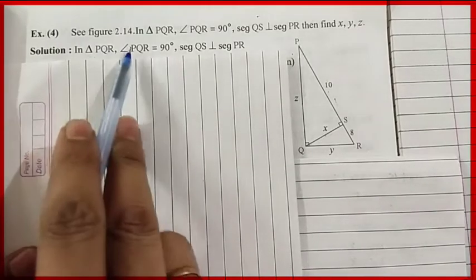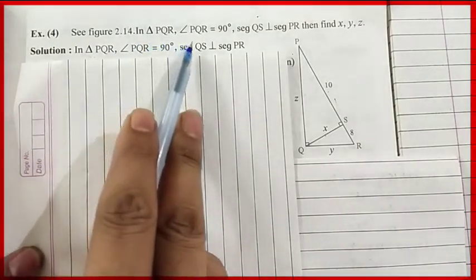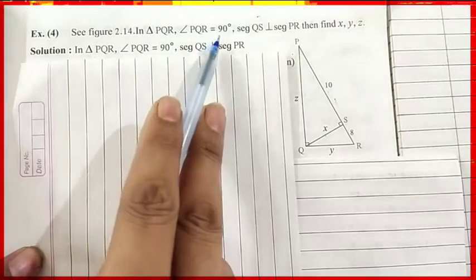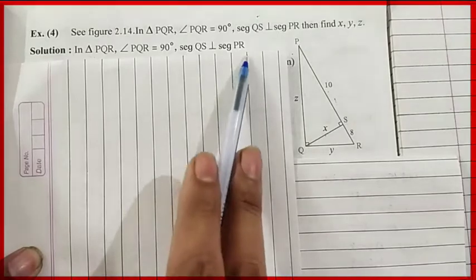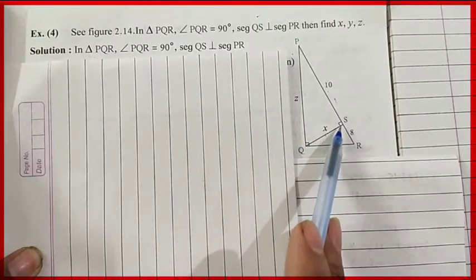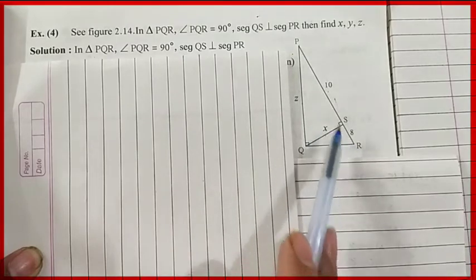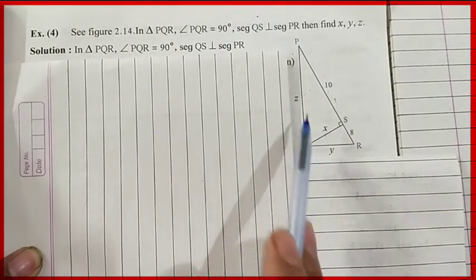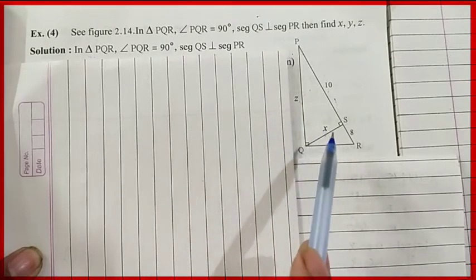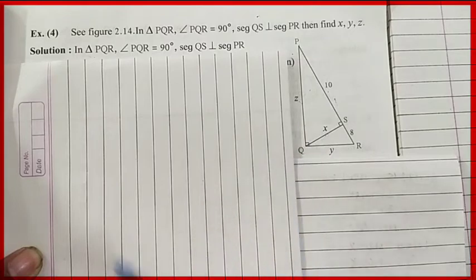Okay, see in figure 2.14, in triangle PQR, angle PQR is of 90 degree. So this one is of 90 degree. Segment QS, QS is perpendicular on segment PR. Then find X, Y and Z. So we have to find X, Y and Z. So we can calculate this X by the theorem of geometric mean.